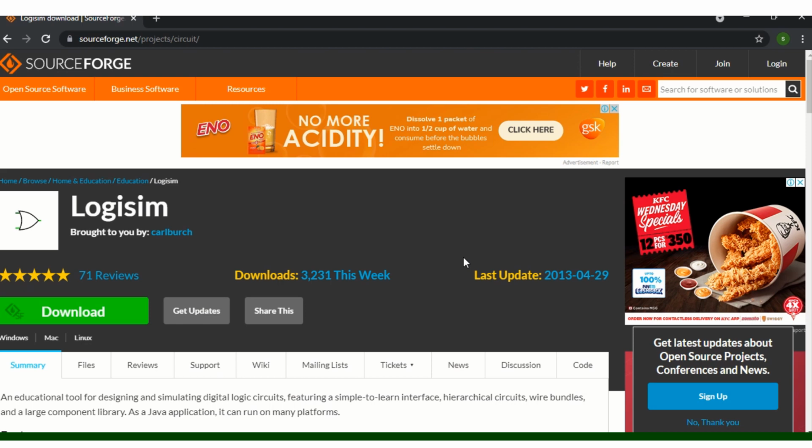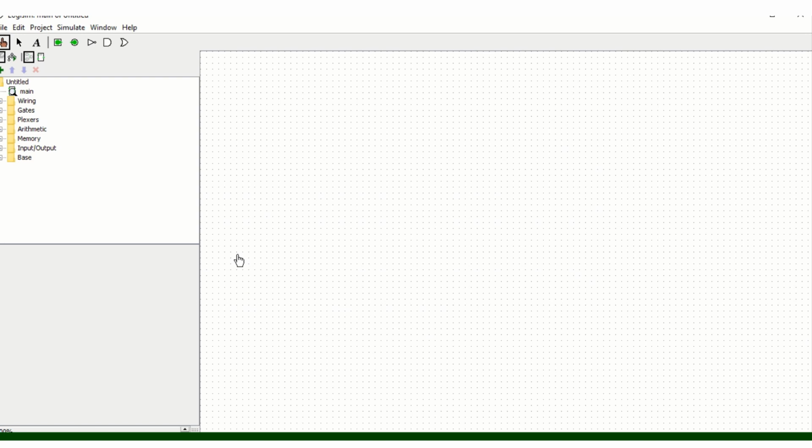You will be able to see the web page like this. If you want to download it, click on the green color button and we will download the Java environment. Now we can go to the simulator window. This is our Logisim Simulator window. These are the menu bar, the toolbar, the explorer panel, the attribute table, and the canvas.